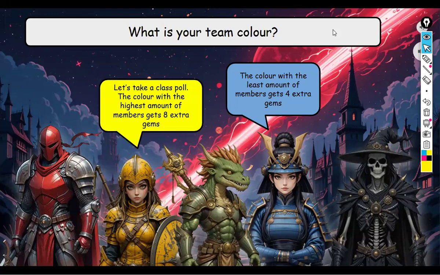And ironically, there's a tie for last place. Red and blue tie for last place. So red and blue get 4 gems each. Right? This is a real coincidence here. All right, somebody's up to 14 gems. 2 people are up to 14 gems.